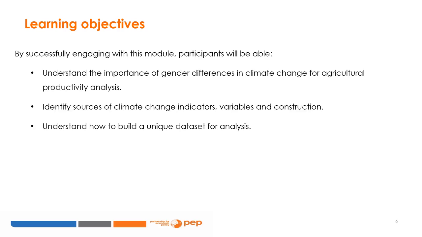By successfully engaging with this module, participants will be able to understand the importance of gender differences in climate change for agricultural productivity analysis, identify different sources of climate change indicators, variables, and construction, and understand how to incorporate geospatial climate change indicators with household agricultural production data and build a unique data set for analysis.